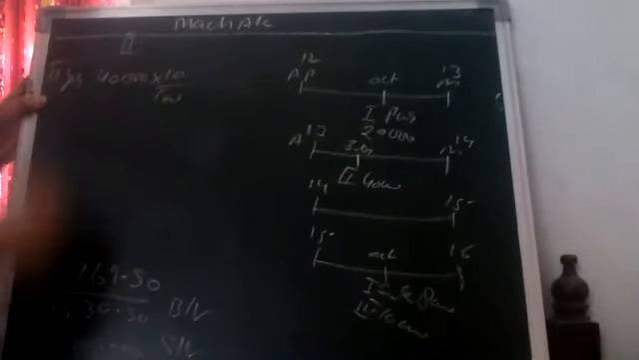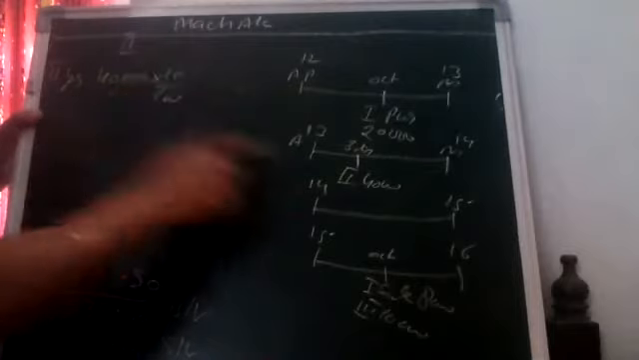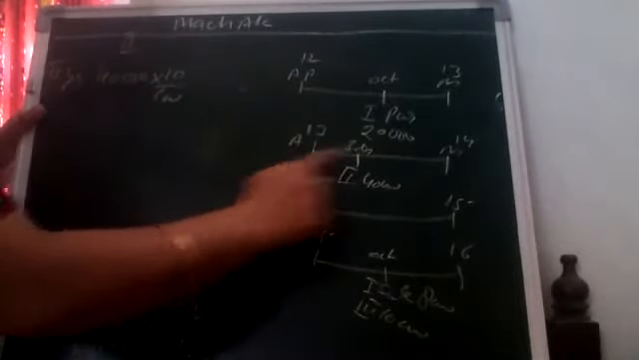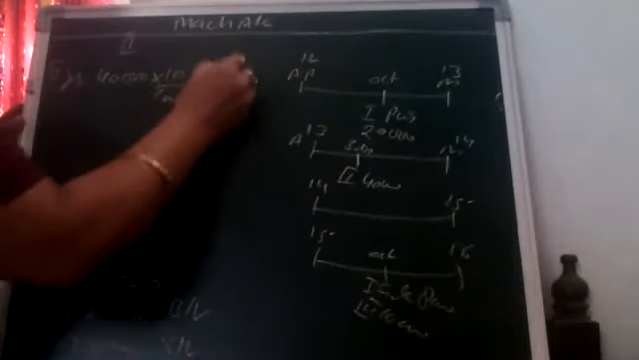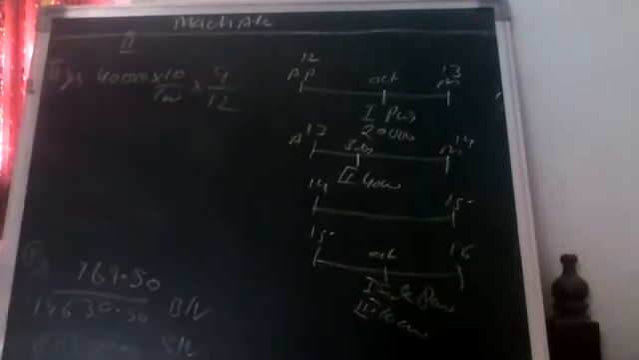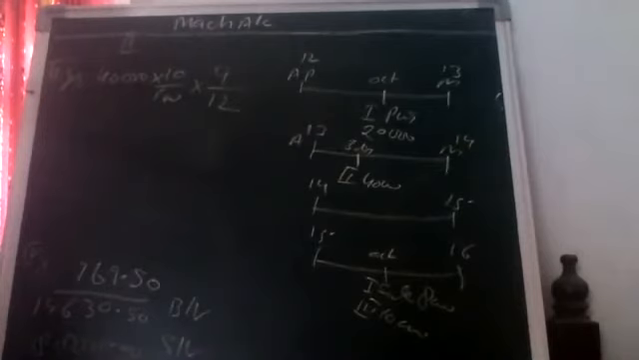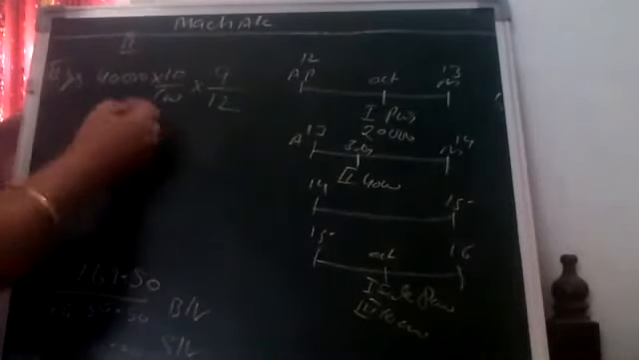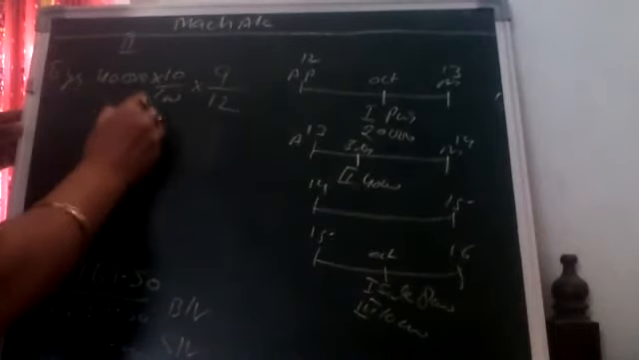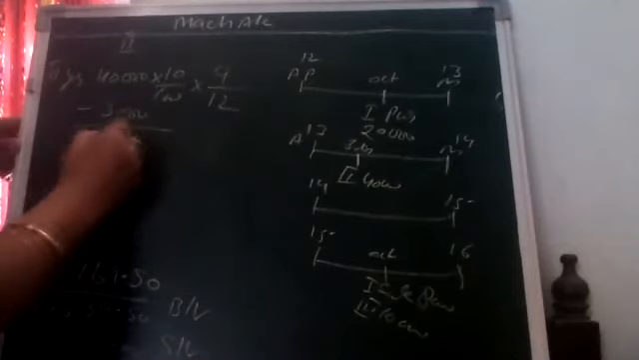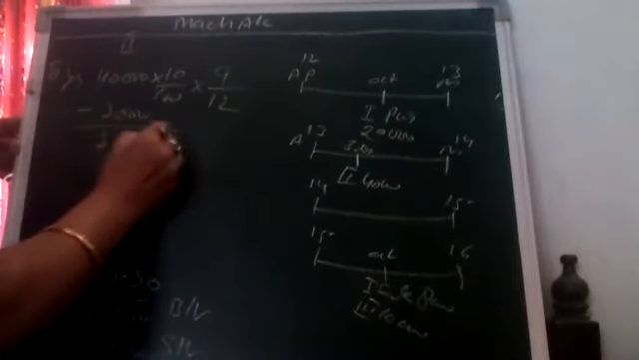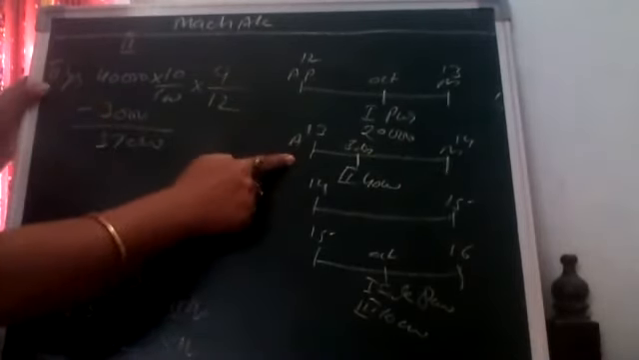Percentage is given 10%, and it was used for how much time? July to March. 9 months it was used. So here only I'll do the calculation for 9 months. Do the calculation, everyone. This is first year depreciation and second year, sorry. Second year.